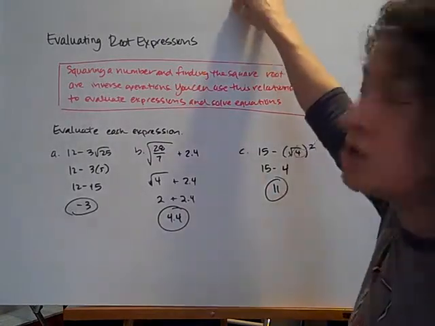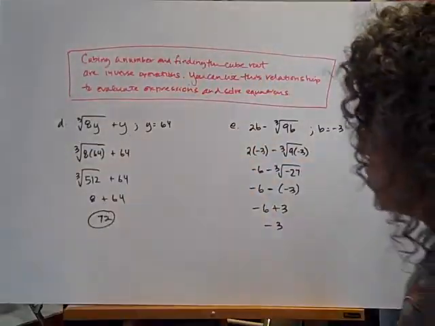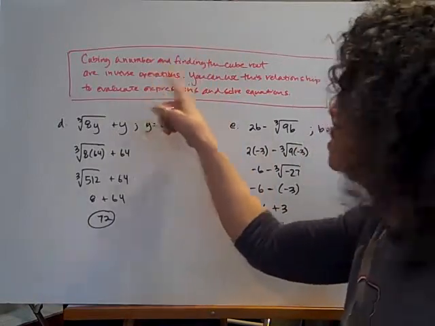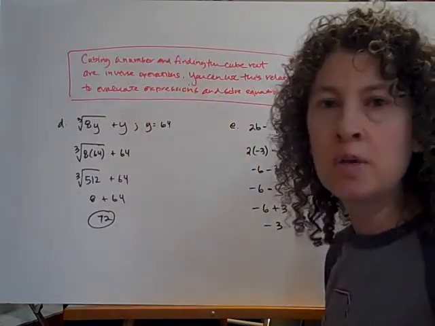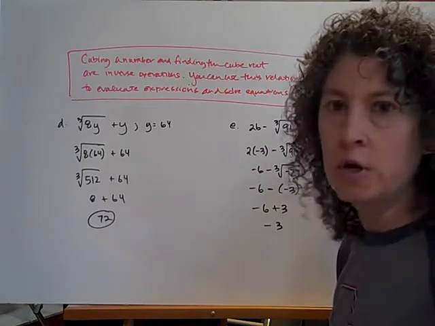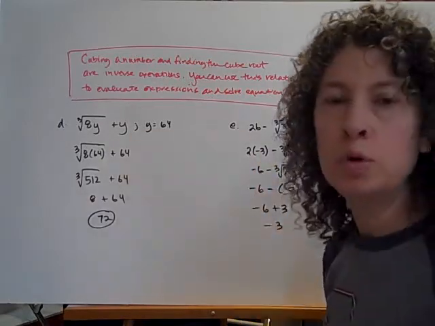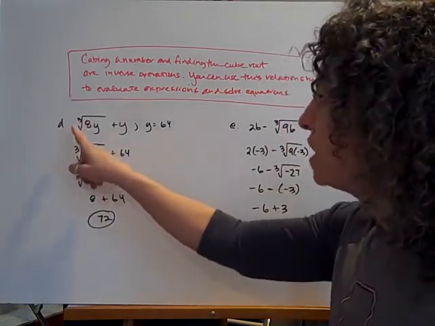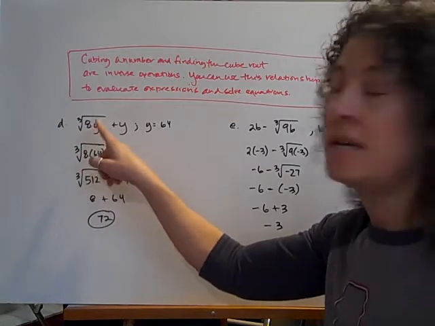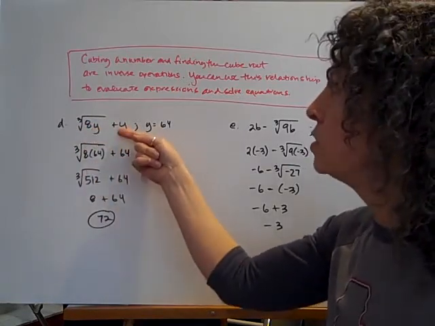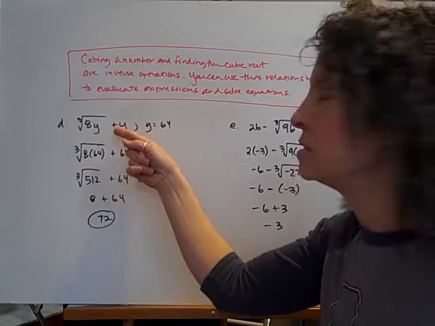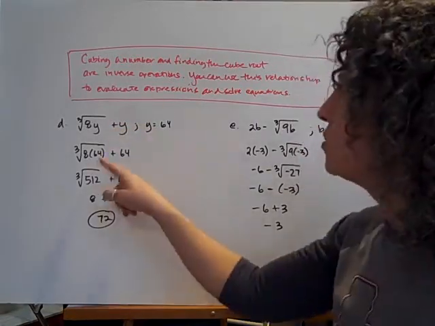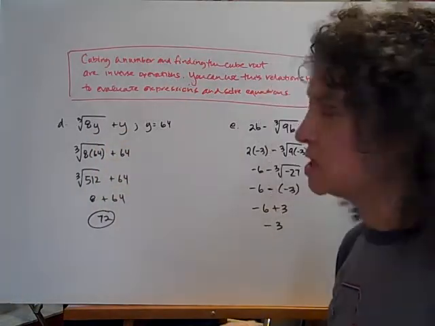All right, let's talk about cube roots, in the same story here. Cubing a number and finding the cube root are also inverse operations. You can use this relationship to evaluate expressions and to solve equations. So let's look at a couple that have cube roots in them where I need to substitute the number into the expression. I've got the cube root of 8 times y, plus y. Again, notice this plus y is not inside the radical symbol. And we're going to use this when y equals 64.